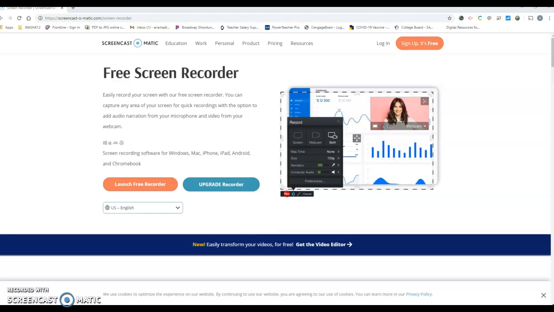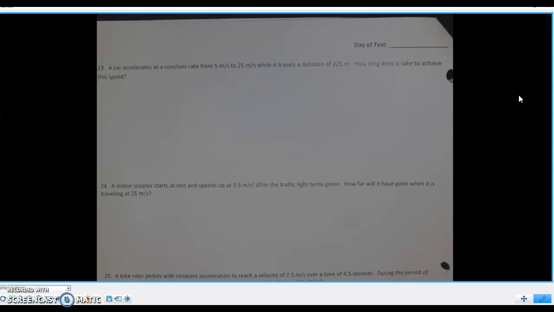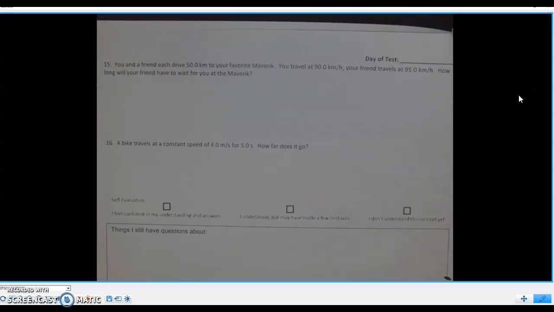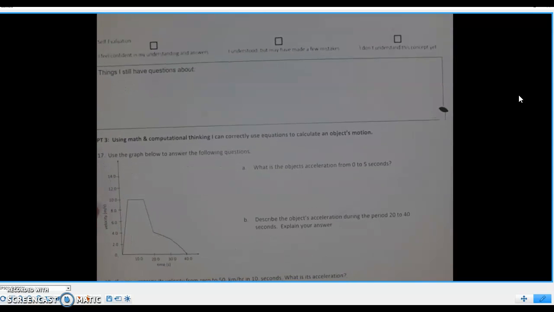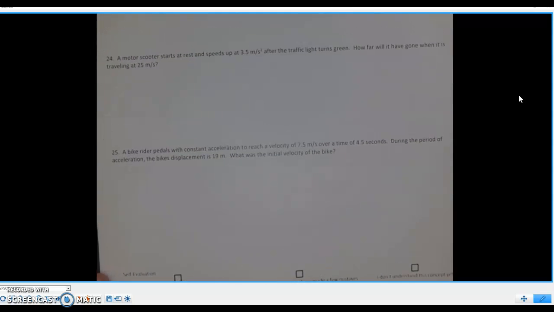Hi guys, let's look at the review packet for our last proficiency target. Not the accumulative knowledge one. Our proficiency target number 3: use math and computational thinking and can correctly use equations to calculate motion of objects. So, I think we should look at the last 3 questions together on that review for that particular proficiency target.